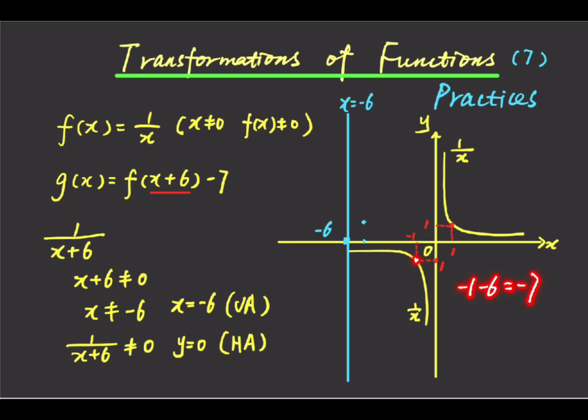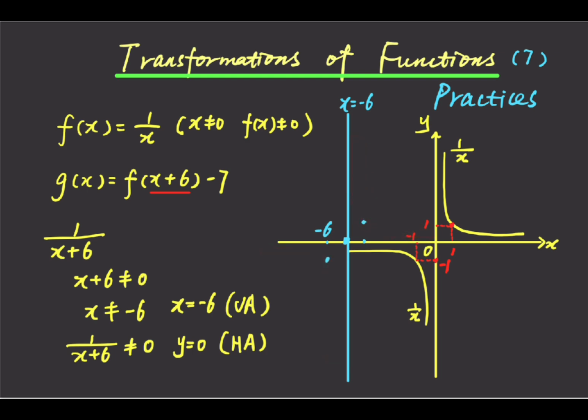It should be negative 7, but the y coordinate, okay, here it should be negative 1. Okay? The new image point should be here, negative 7, comma, negative 1. So this point is the image point of this point. This point should be the image point of this point, okay? Now, we can figure out the corresponding branches like this, okay?